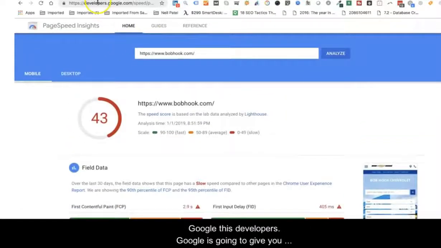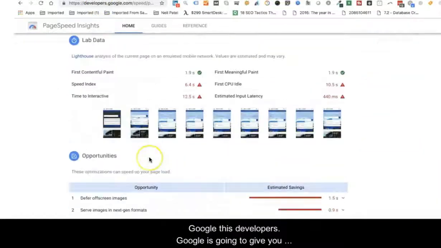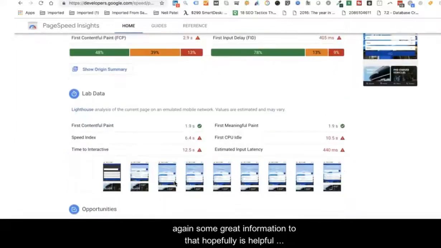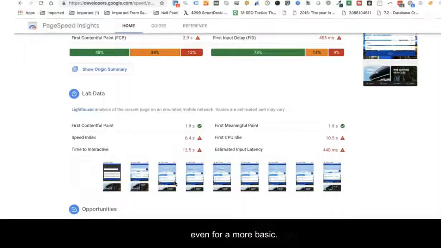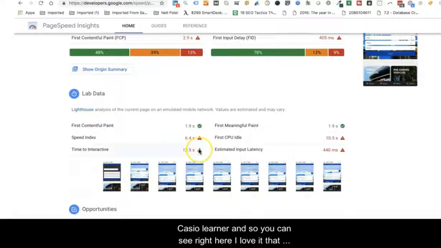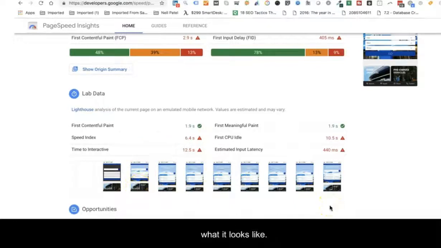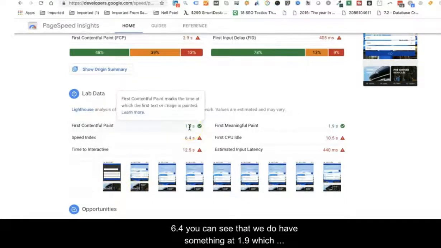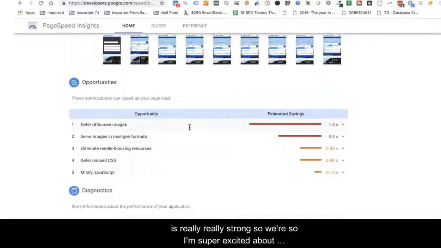And Google, this developers.google is going to give you, again, some great information too, that hopefully is helpful even for a more basic SEO learner. And so you can see right here, I love that this shows, okay, 1 second, 2 seconds, 3 seconds, and really what it looks like, because even though fully loaded is 6 seconds or whatever it was, 6.4, you can see that we do have something at 1.9, which is really, really strong. So I'm super excited about this. Google's giving us opportunities here.